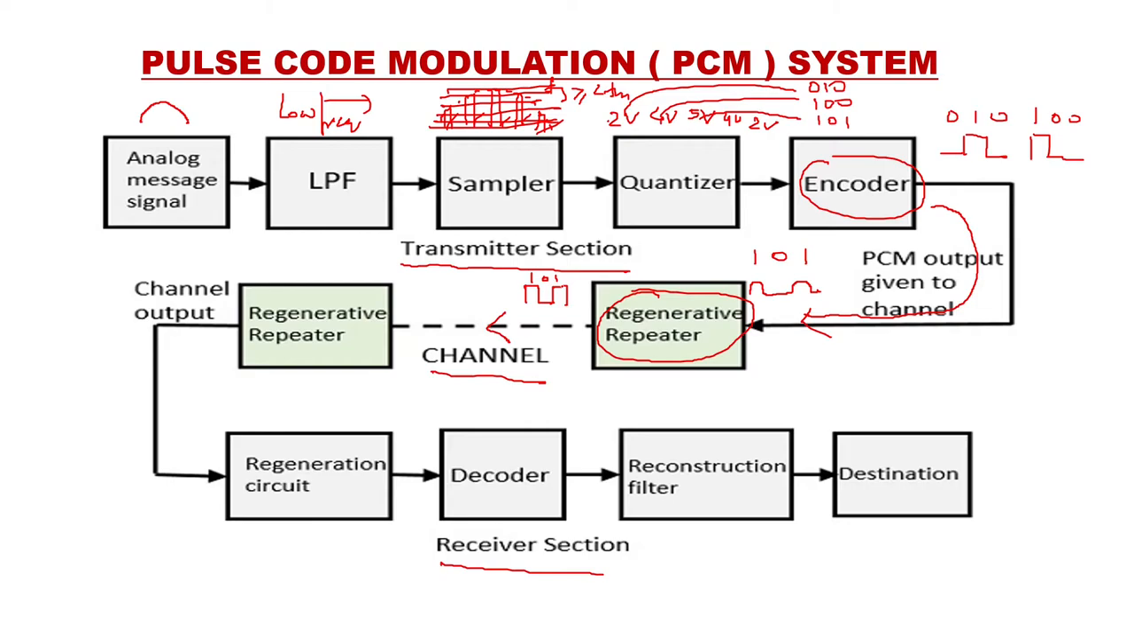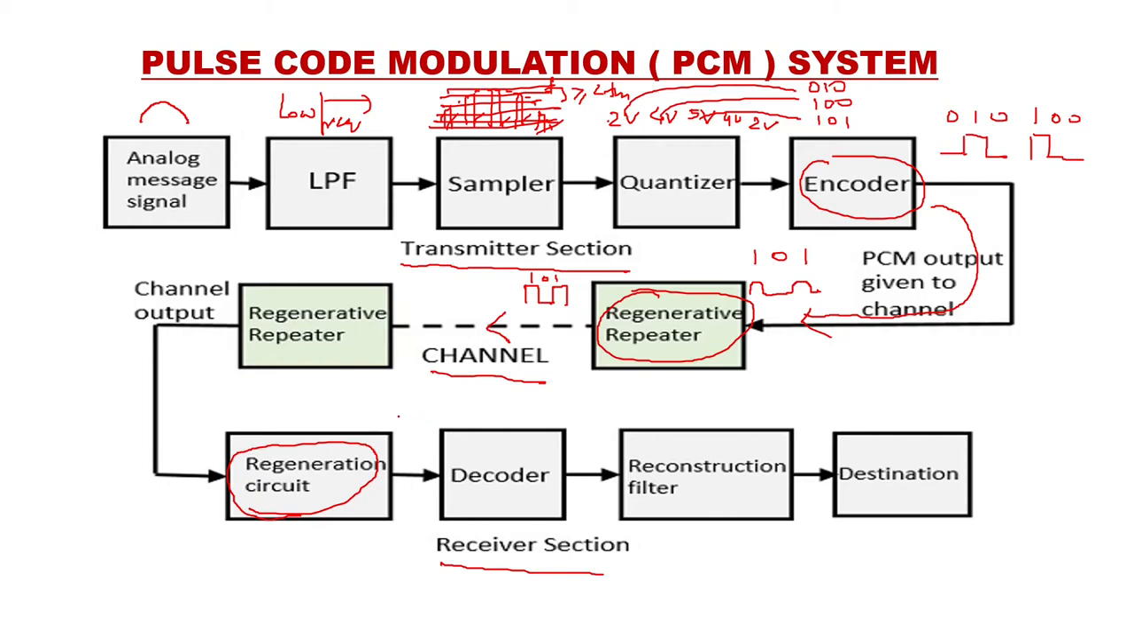A new waveform will be generated of the same code or the same data. These regenerative repeaters will be installed at various regular intervals in the channel, and after you reach the receiver, the first unit here will be your regeneration circuit. The regeneration circuit will again regenerate the particular waveform that was outputted by the encoder. So here you have the regeneration circuit. It will generate the correct output that the encoder had produced.